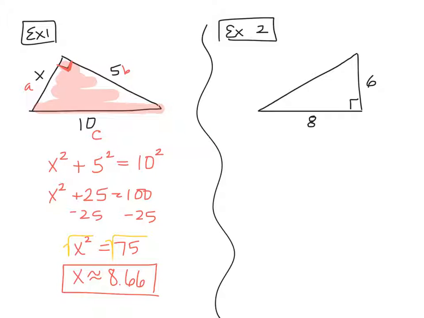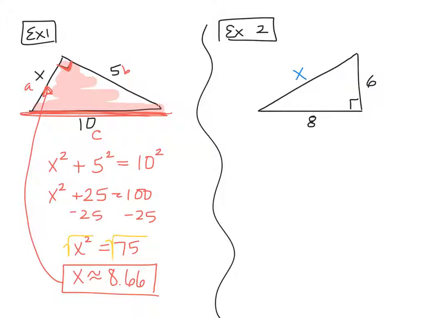All right, and then you just want to make sure that that makes sense, right? Does it make sense that this side would be 8.66? Basically, you just don't want to get a number bigger than what you already said the biggest side was. All right, let's do another one. On this one, I'm going to put an X here. I didn't do that to begin with.